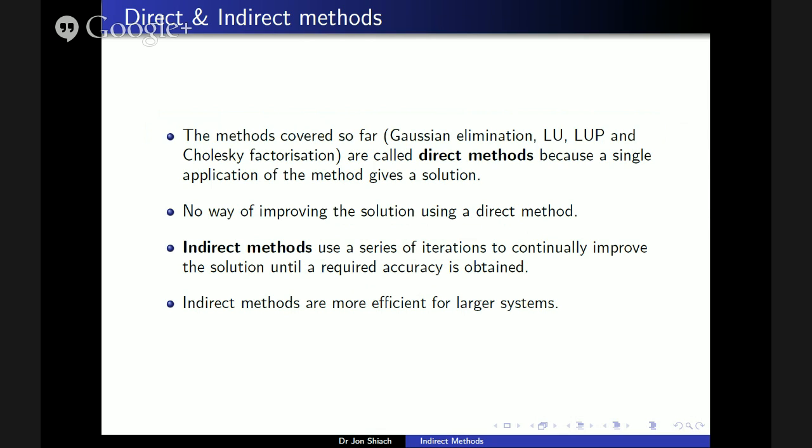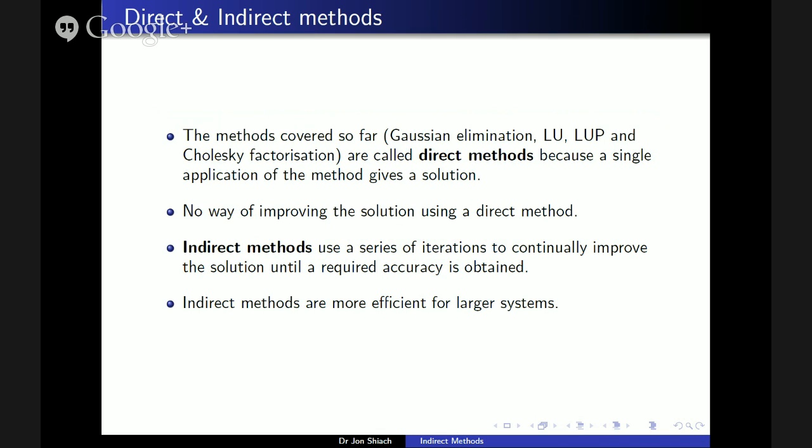There are issues with direct methods. The second bullet point down on that slide: no way of improving the solution using a direct method. So far, we've looked at quite easy, small systems. In real life, when we're solving ODEs, they're not going to be small, easy, whole number systems, so you're always going to introduce some form of computational error. With a direct method, a single application gives you the solution, and there's no way of improving it. That's your lot. So if your solution does suffer from a bit of computational rounding, tough. That's all you have.